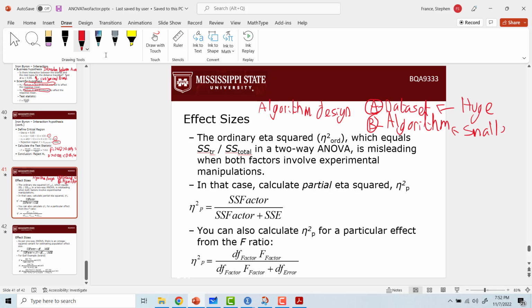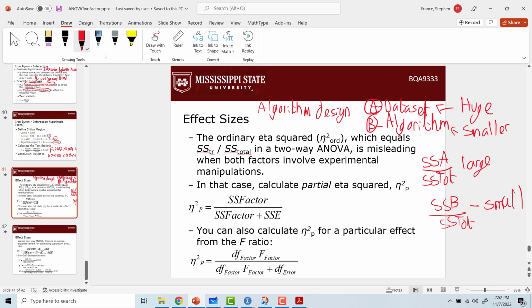So if I was to do SSA over SS total, this would be large. But SSB over SS total would be very small, even though I know there's going to be a huge effect for data set, but it doesn't really bother me. I just want to know there's a difference between the algorithms. So it really just lowers my effect size. So in this case, I'd use a partial eta squared.